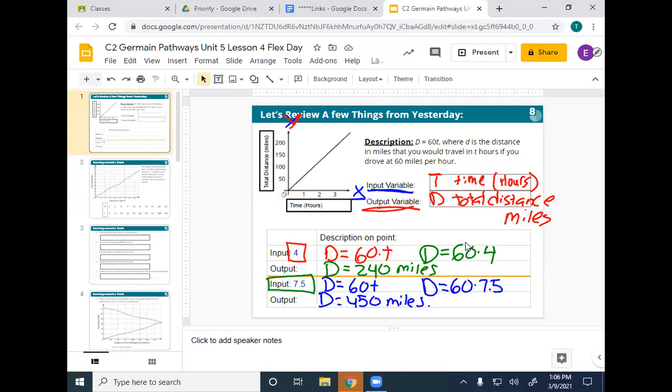So we were talking about this distance that we traveled over T number of hours when we were going at a constant rate of 60 miles per hour. Awesome job, guys.